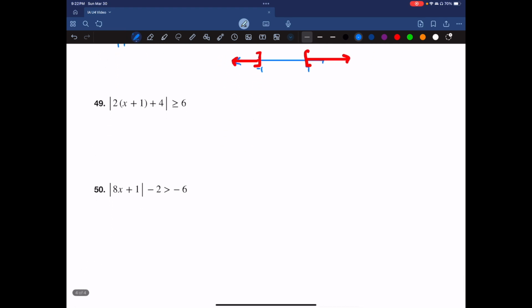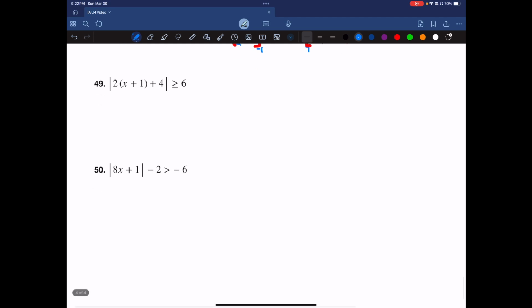Two more. Okay, so on number 49, you have to clean up the inside a little bit. So let's do 2x plus 2 plus 4, greater than or equal to 6. So there's going to be 2x plus 6 greater than or equal to 6. It's a greater than, so this is going to be an or statement. So this is going to be 2x plus 6 greater than or equal to 6, or 2x plus 6 less than or equal to -6.